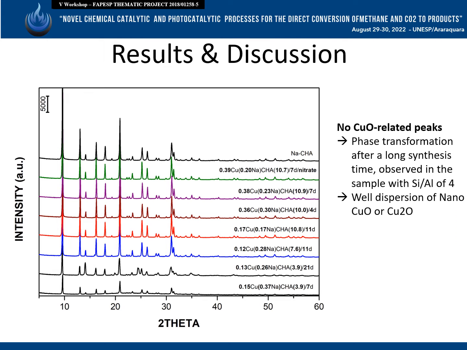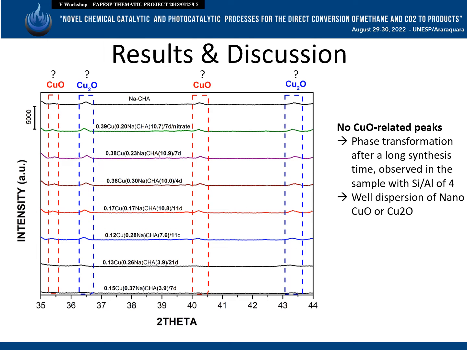By comparing the XRD patterns of all the samples, XRD confirmed the formation of chabazite zeolite. However, we observed a phase transformation in the sample synthesized for 21 days. Also, no cupric or cuprous oxide is observed, suggesting a good dispersion of nano copper oxide, or it could also be the inexistence of copper oxide in the sample.